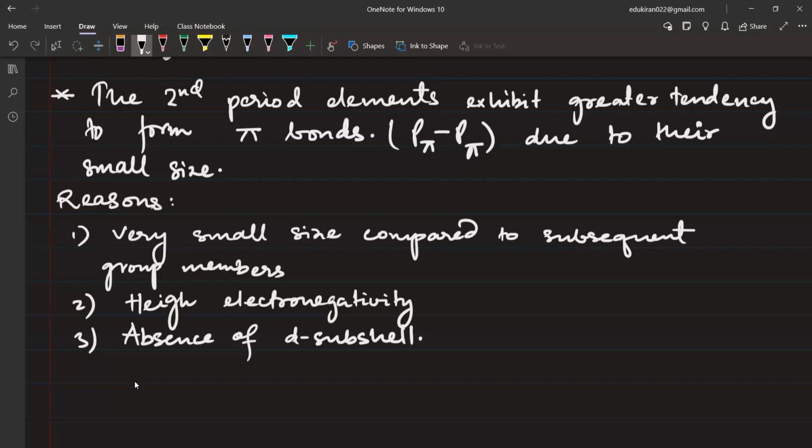Is everyone done writing this? Please tell me. I में स्पेलिंग थोड़ा ठीक कर लीजिएगा. I में हमने HEIGH लिख दिया. I don't know why, but correct this. HIGH होगा. High electronegativity, absence of disruption, and a very small size compared to subsequent group members.